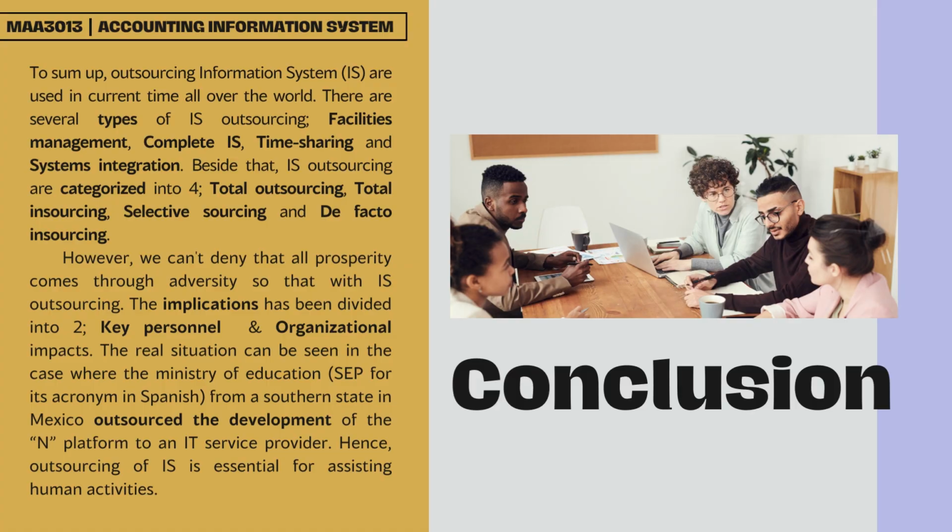Last but not least, we end up our presentation with the conclusion. To sum up, outsourcing information system (IS) are used in current time all over the world. There are several types of IS outsourcing, including facilities management, complete IS, time sharing, and systems integration. Besides that, IS outsourcing are categorized into 4: total outsourcing, total insourcing, selective sourcing, and de facto insourcing. However, we can't deny that all prosperity comes through adversity, so that is IS outsourcing.